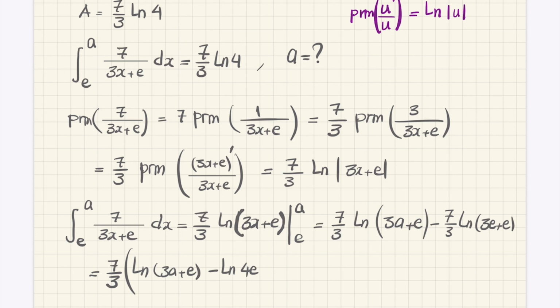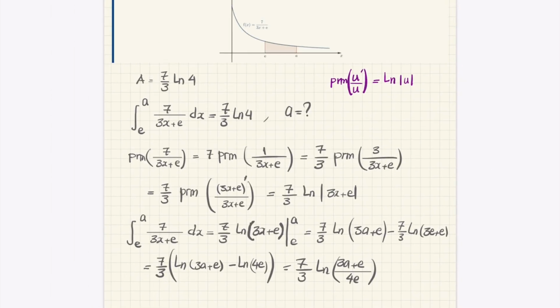So let me write it in this way. If you remember, ln of x minus ln of y is equal to ln of x over y. Yes? So this becomes 7 over 3 ln of 3a plus e divided by 4e. That's it. This is the simplified version of my integral. But I already know the answer. The answer to the integral on the one hand is this, on the other hand it is supposed to be equal to that. So what I need to do is just to equate these two values.